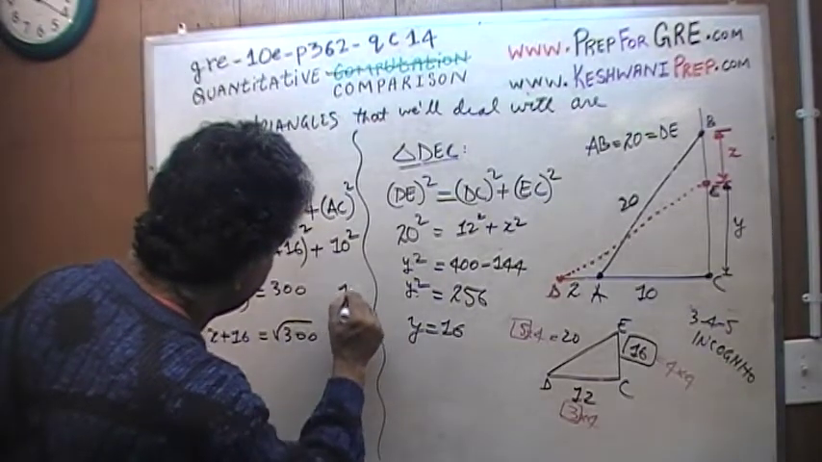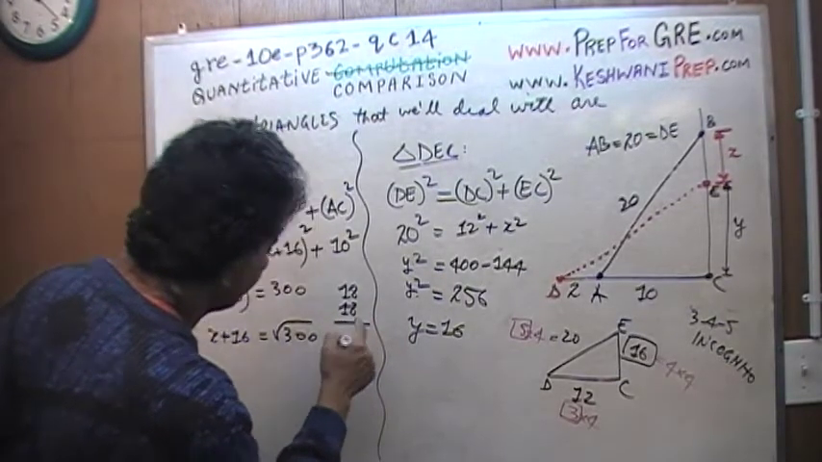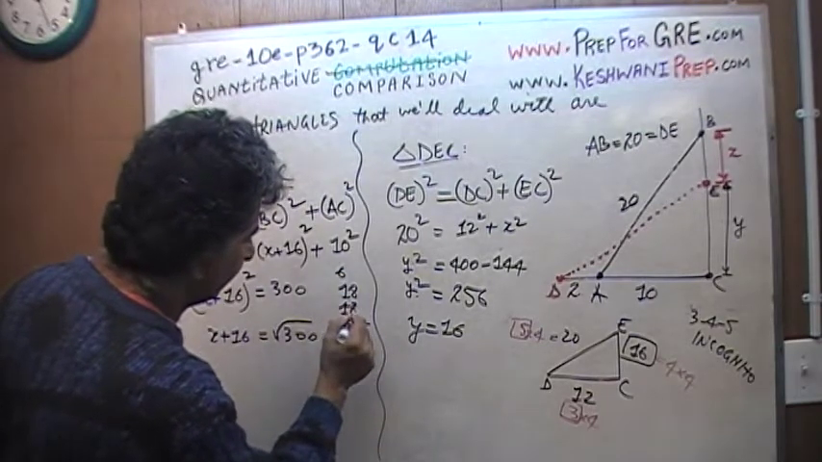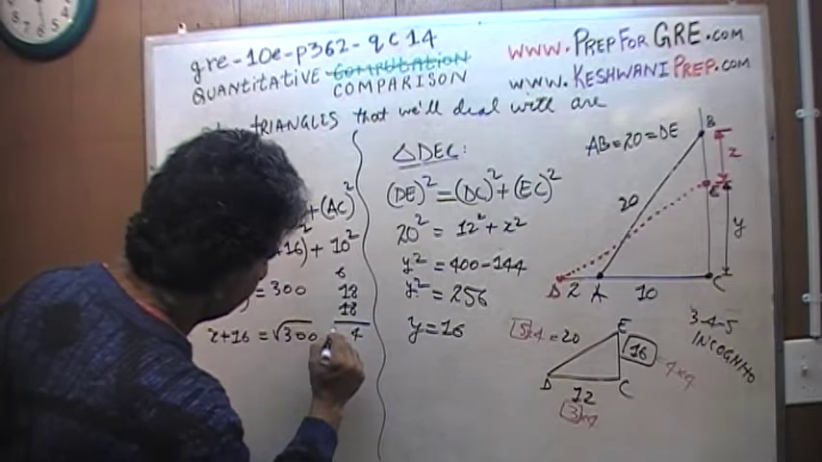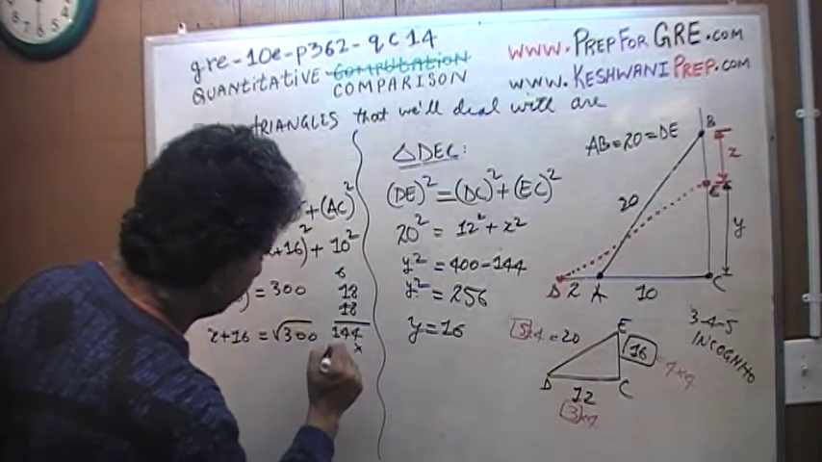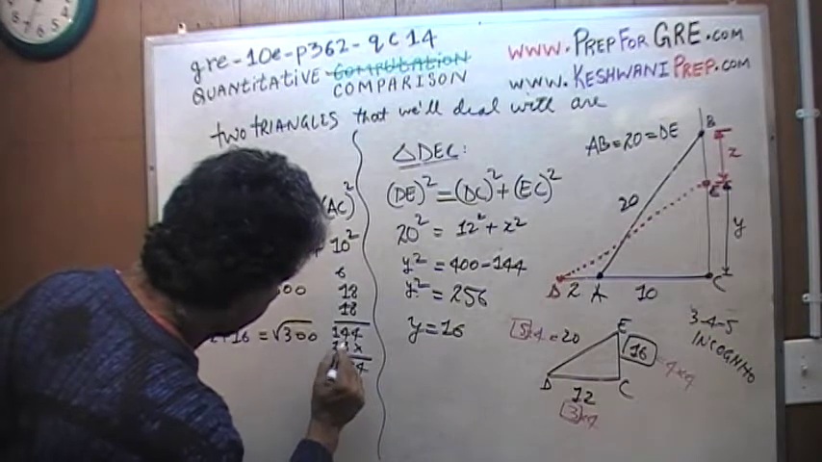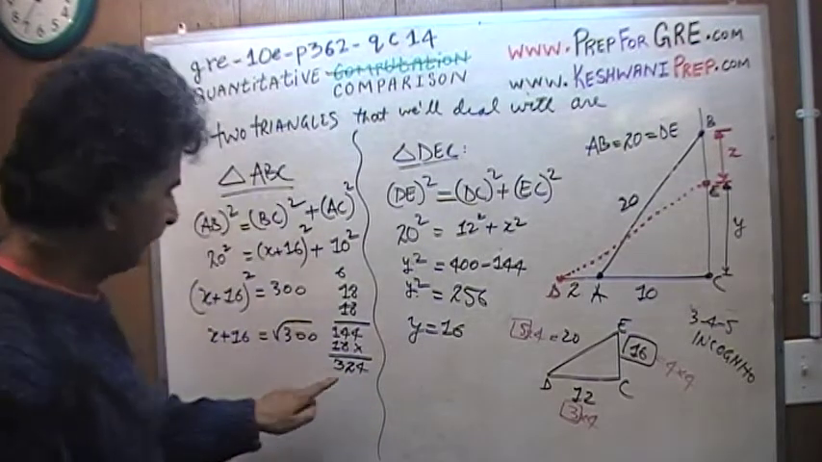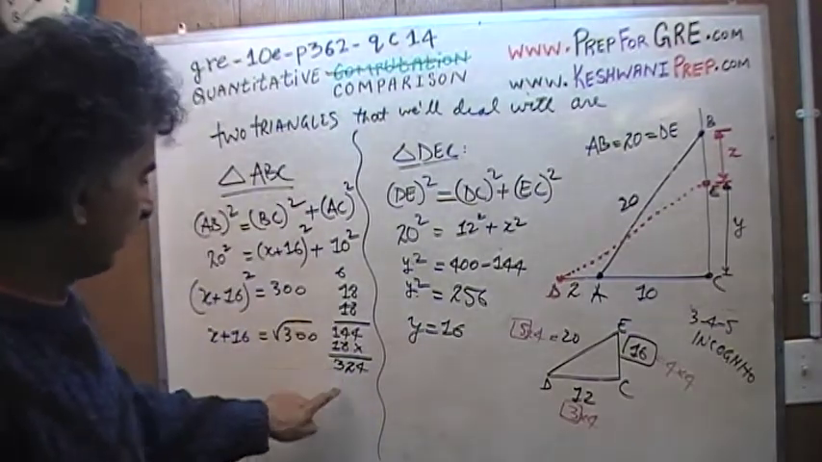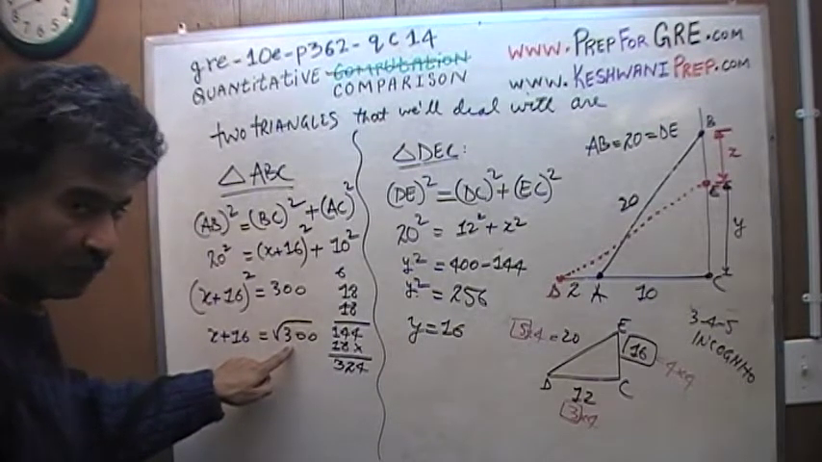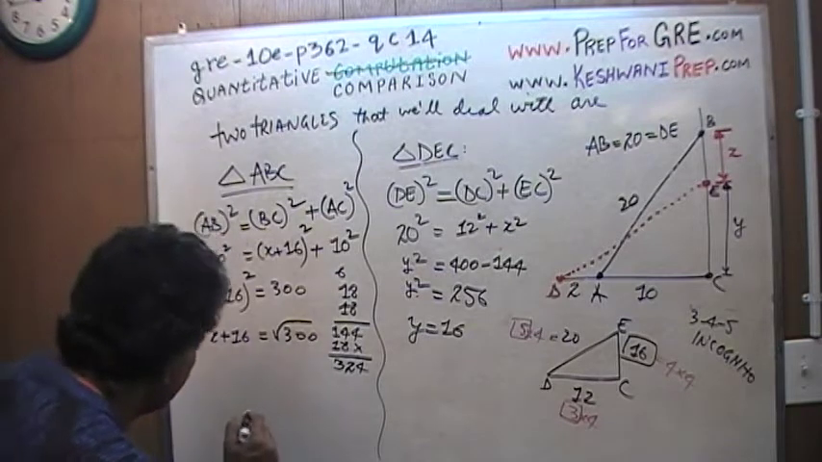Let's do it here. 18 times 18. 8 8s are 64. 1 plus 6 is 14. And then 18 another one. Carry 1. Voila, this is 324. 18 squared is 324. That tells me that the square root of 300, whatever it is, is less than 18.